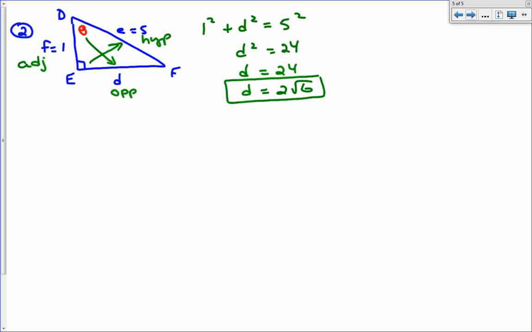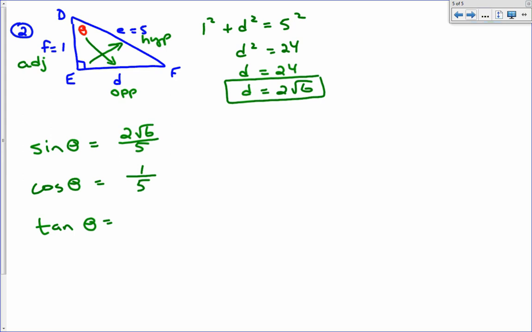All right, so now let's take a look at sine of theta, cosine of theta, and tangent of theta. You may want to press pause here and try these three, and then press play and check if you've got those correct. For our sine, it's opposite over hypotenuse, so it's going to be 2 root 6 over 5. Our cosine will be adjacent over hypotenuse, 1 over 5, and our tangent is opposite over adjacent, so it'll be 2 root 6 over 1, or just plain 2 root 6.